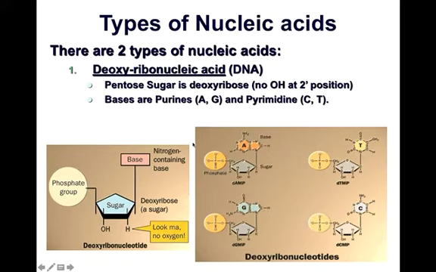Nucleotides again are of two types, deoxyribonucleotide or ribonucleotide. So deoxy means that nucleotide where the pentose sugar is deficient of a single oxygen at position number 2.